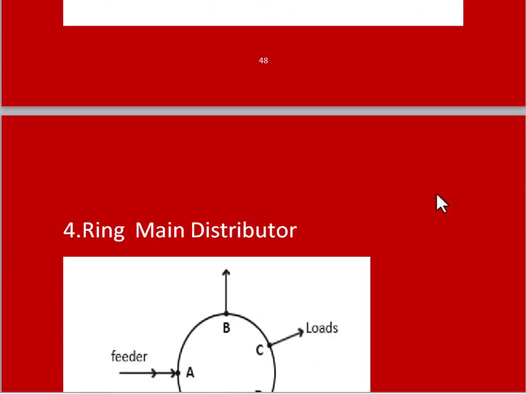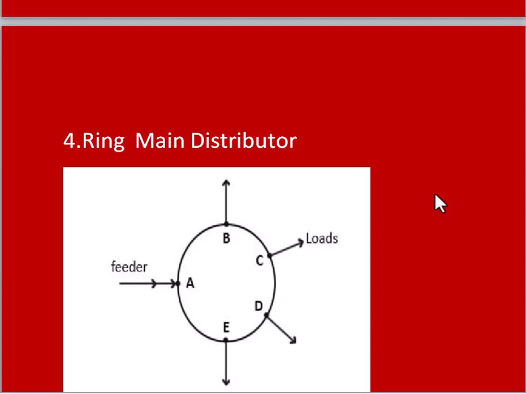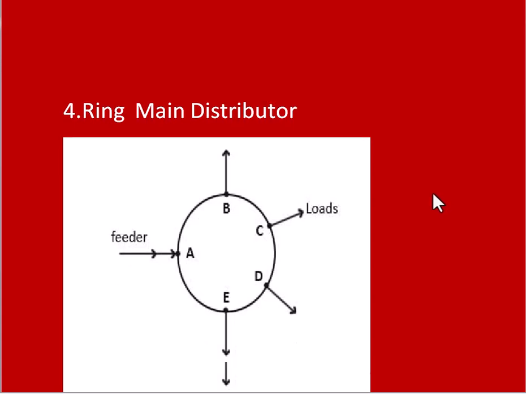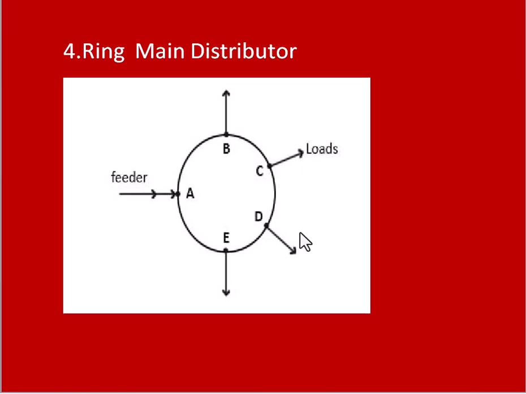Similarly, there is a fourth type of DC distributor, that is called ring main distributor. In this case, the distributor is in the shape of a ring like this, with several load points connected at points B, C, D, E, whereas at point A the supply is connected, or this is the feeder point, to the distributor.